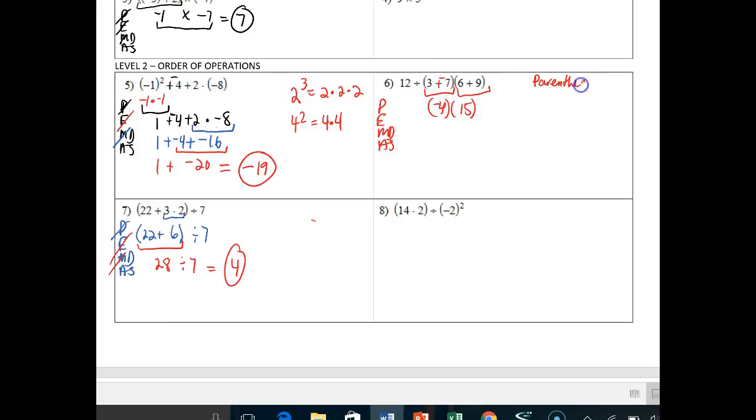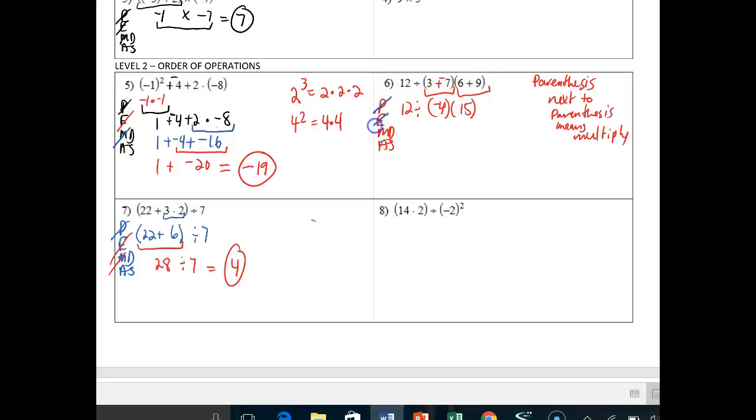Parentheses next to parentheses means multiply. So yes, you have written that down. And then bring down your 12 divided by. Now some of you are going to say, oh, so that means I do 4 times 15 first because multiplication comes before division. Wrong, right?